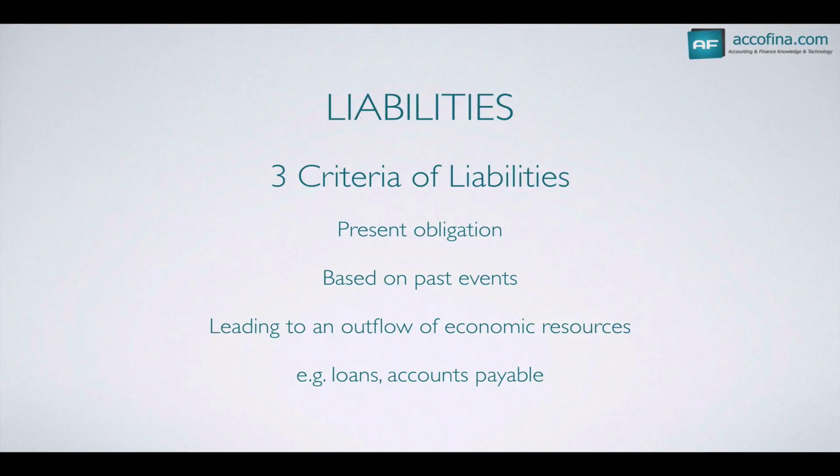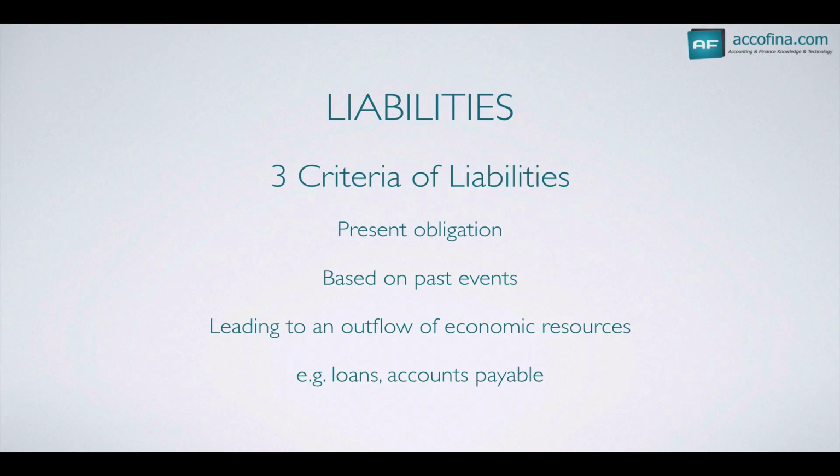And again, for a liability to be recognized on the balance sheet, there are 3 criteria. It must be a present obligation. So on the day of the balance sheet, there must be a current obligation, a present obligation, not a future obligation, not a past obligation. That obligation must be based on past events, so a transaction or event that has occurred previously. You can't book a liability for something that might happen, or is expected to happen, in the future.